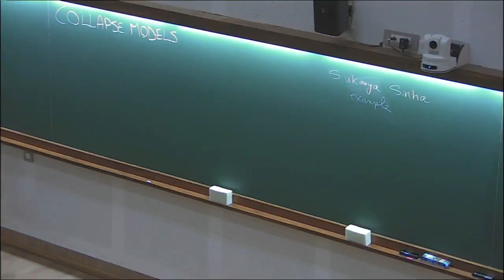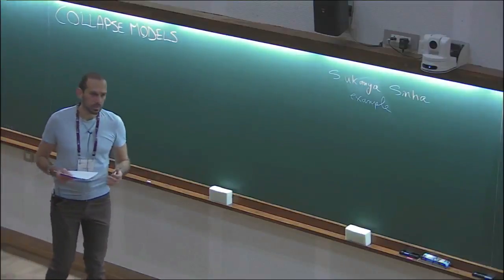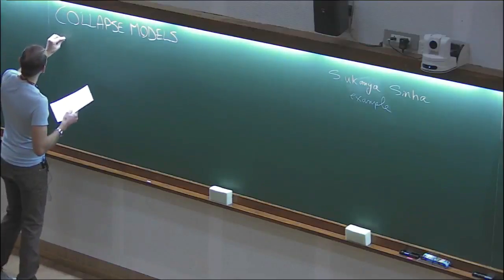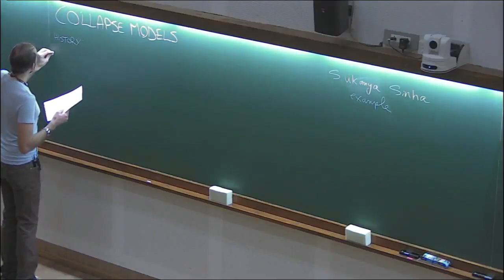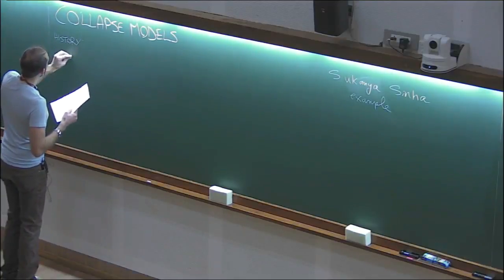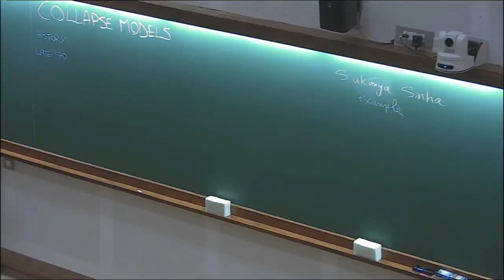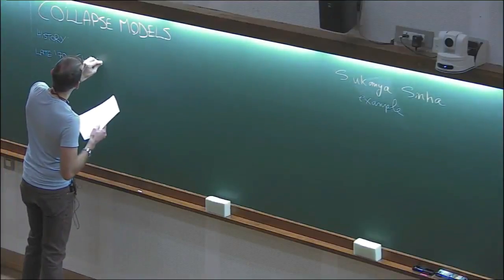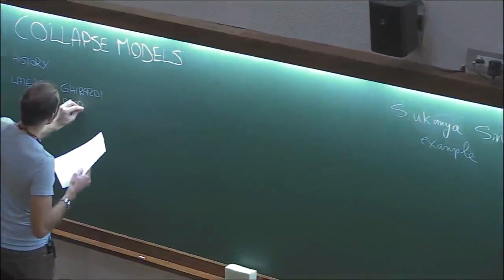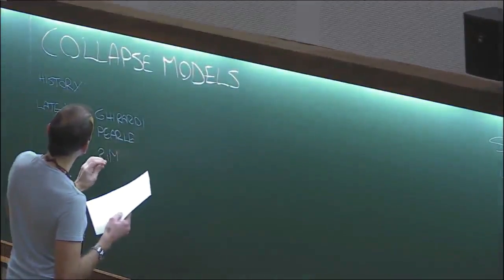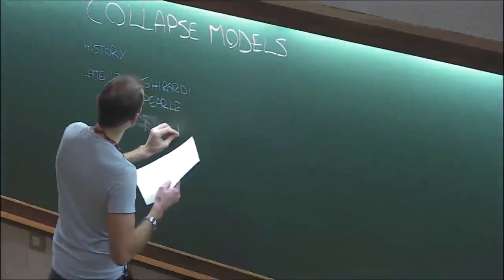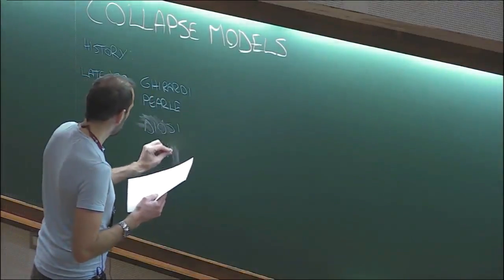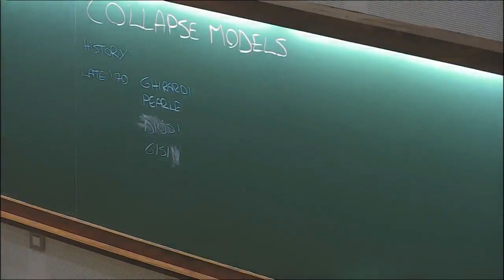So, this is about collapse models, or models of spontaneous wave function collapse. If I give just a little bit of history: the discussion started in the late 70s, and the main actors were Girardi, Pearle, Diosi, Ghirardi. At those times, probably I'm forgetting someone, so it's not a rigorous history.